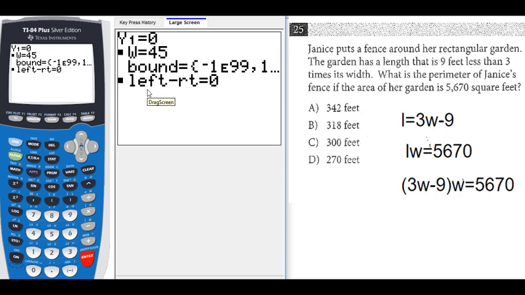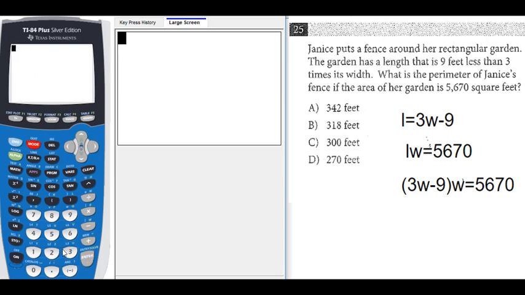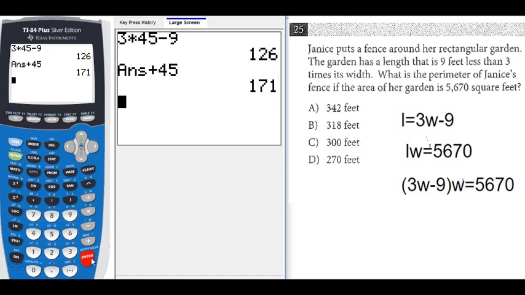So they give you the W equals 45. Then you can get the L, just plug in. You will get 3 times 45 minus 9. You will get 126. 126, that's the length. Then I add 45. That will be the length plus width. Then we multiply by 2. That will be the perimeter. So that's the answer is A.